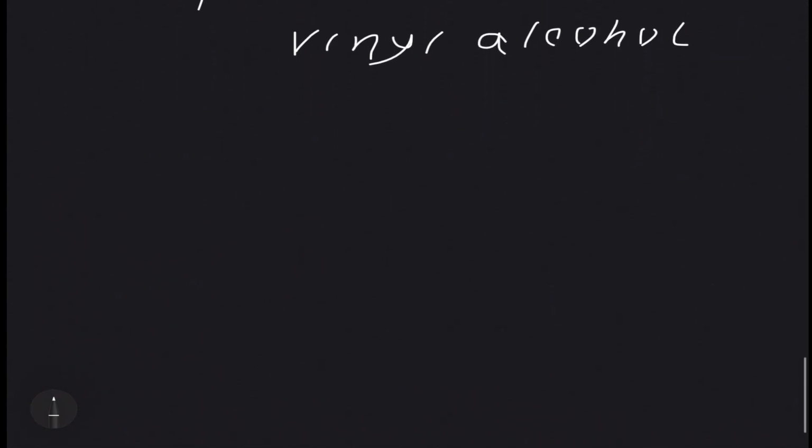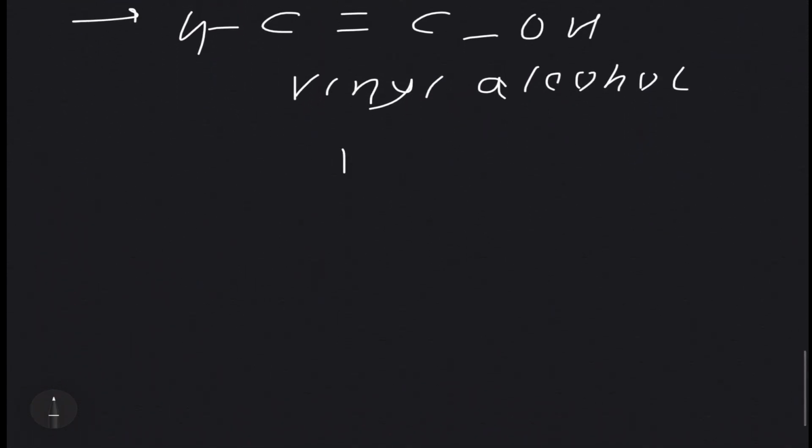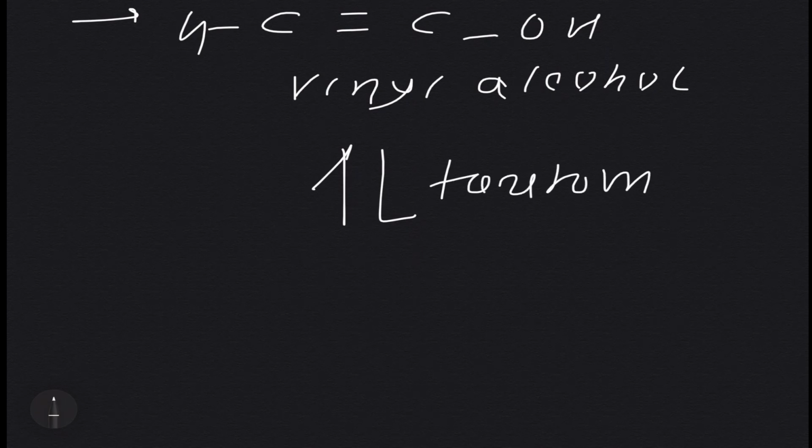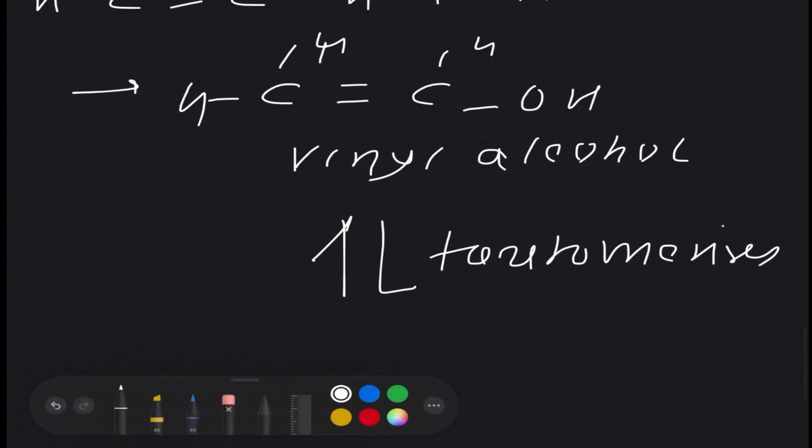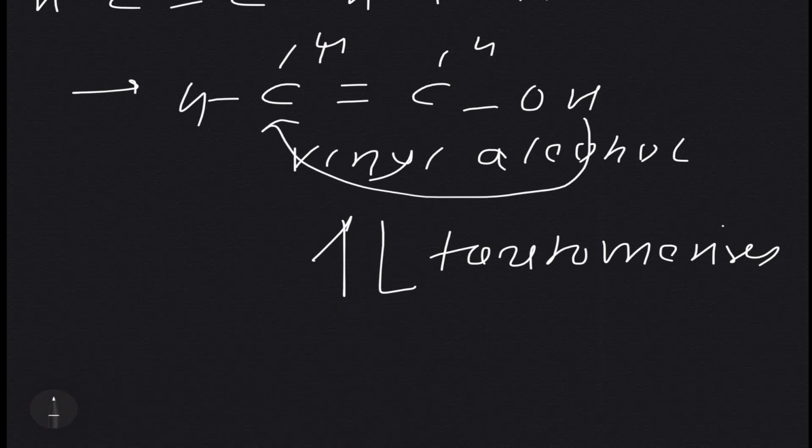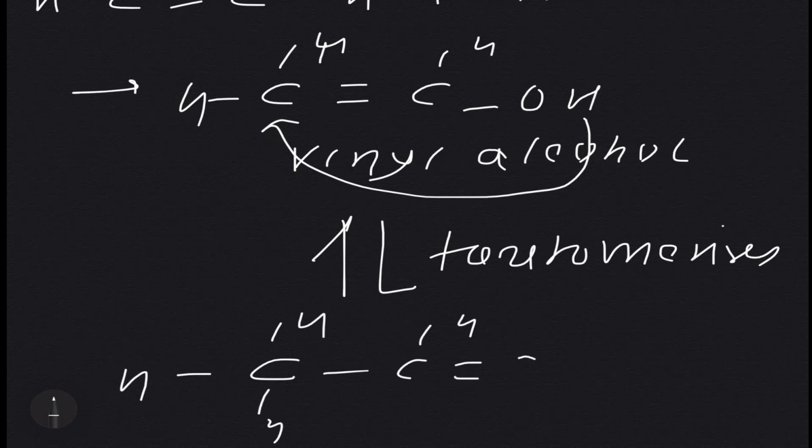Students, you take this vinyl alcohol and you go for tautomerism. Once you go for tautomerism, the hydrogen from here will migrate over here, and this will give you CH3, CH double bond O. This is acetaldehyde formed.